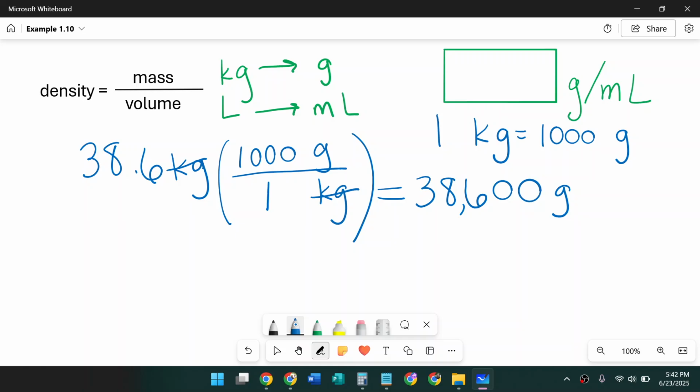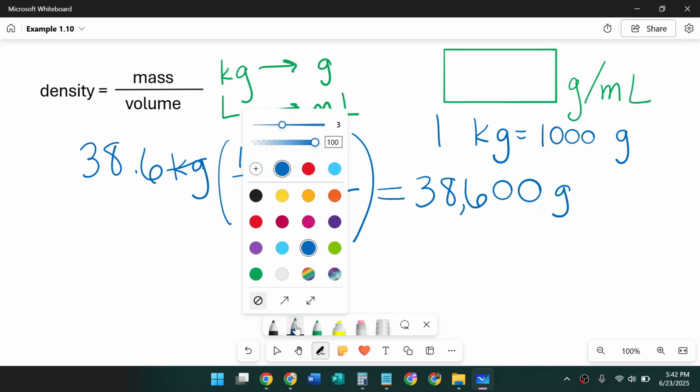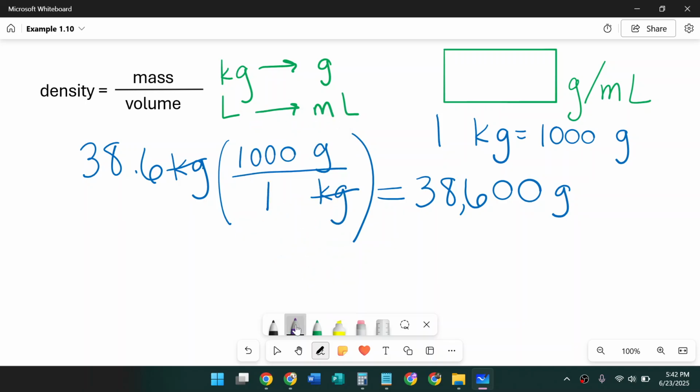Did we change our significant figures? We started with 3. We ended with 3 because these 2 zeros on the end do not count, so we're good. There's our grams. Now let's do our other one. Let's move on to the volume. They gave us the volume as 2.00 liters, and we're going to change it to milliliters.